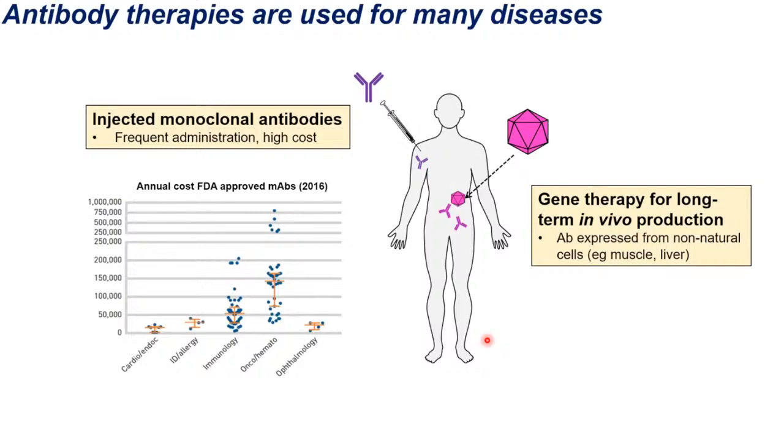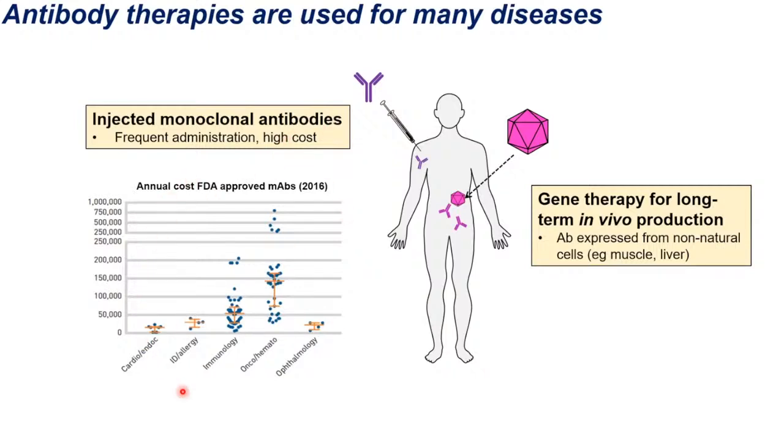So the final piece of background is that antibodies are here to stay and are massively exploding. Antibody therapies are now used for many chronic disease conditions. In my little cartoon here, he's been injected with these monoclonal antibodies. They're great when they work, but they do need re-administration, perhaps monthly, and they come at a high cost. And this little table down here freaked me out when I first saw it.